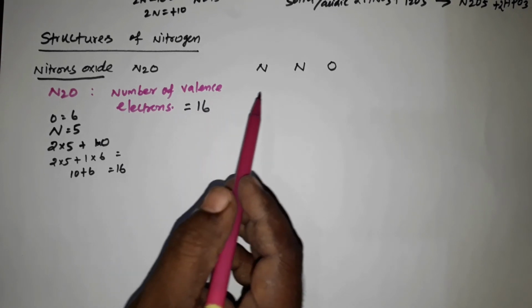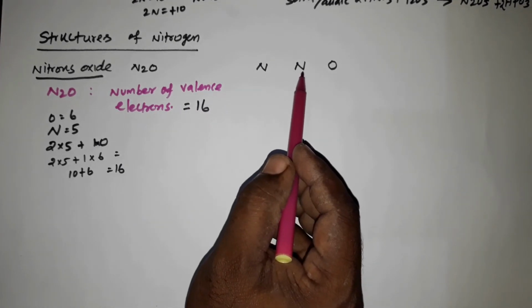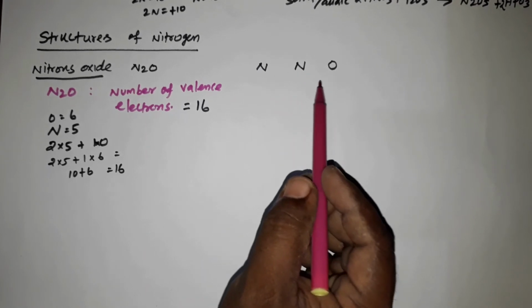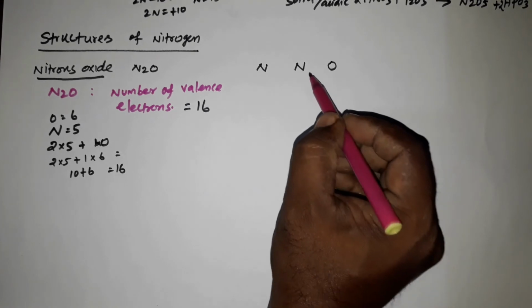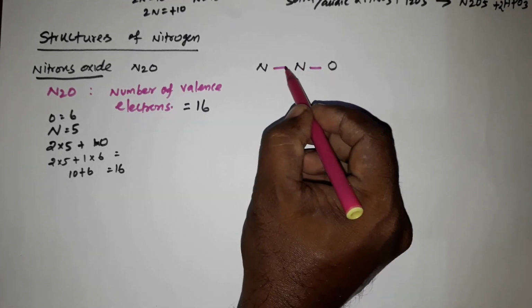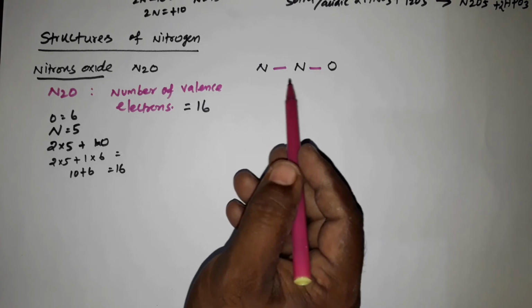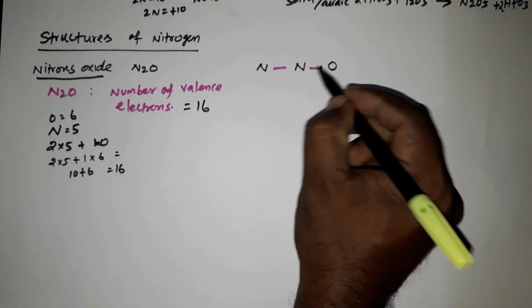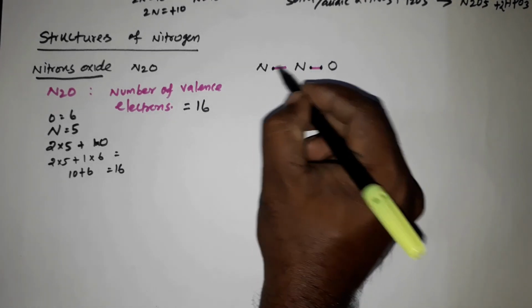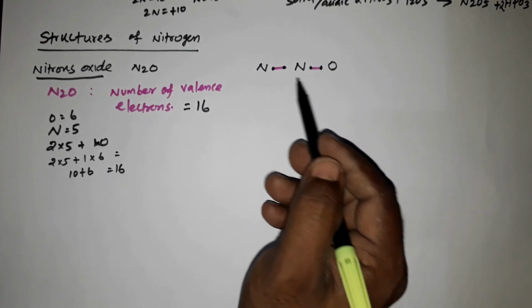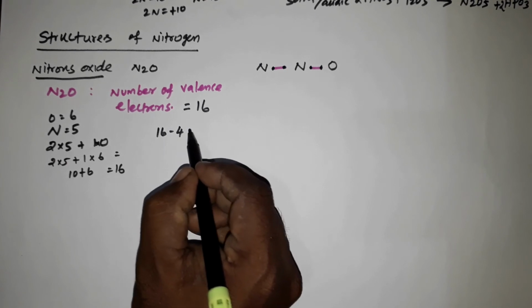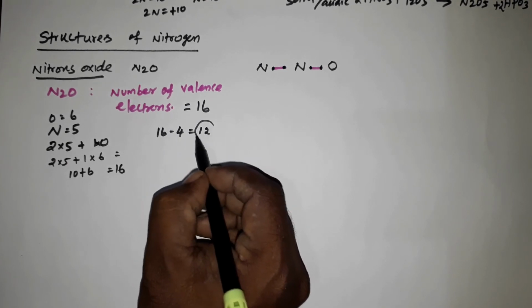In step number 2, write the middle atom, that is the least electronegative atom, and on both sides the remaining atoms. Okay. Now make a single bond between the atoms. This single bond contains 2 electrons each. So that means here 1 electron, here 1 electron, here 1 electron, here 1 electron. So total how many electrons? Total 4 electrons. So 16 minus 4, we have remaining 12 electrons.